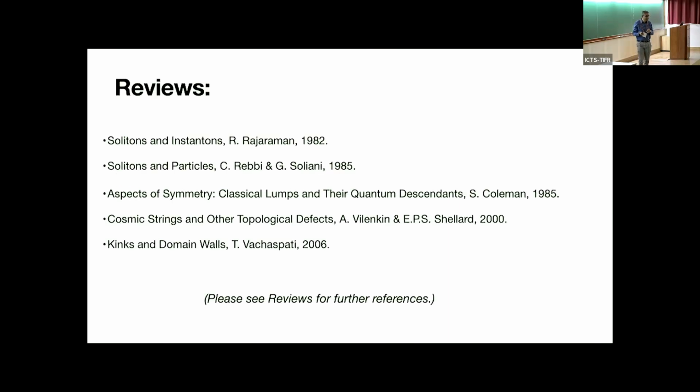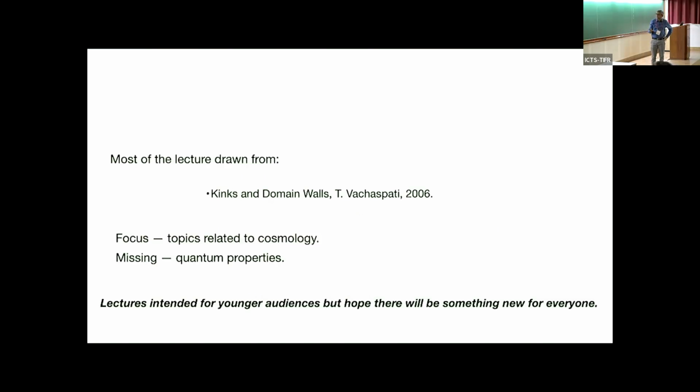The referencing in these lectures is a bit sparse, but I do have a list of reviews, some excellent reviews, solitons and instantons. Solitons and particles is a collection of papers, which is a beautiful collection. And then most of you would probably know about aspects of symmetry. Then there's a book by Vilenkin and Shellard, and then I have a book on kinks and domain walls. And most of the lecture will be drawn from the book that I have. But the focus here will mostly be on cosmology.